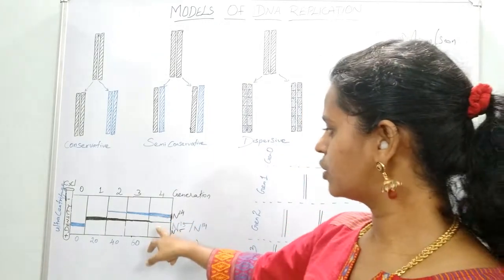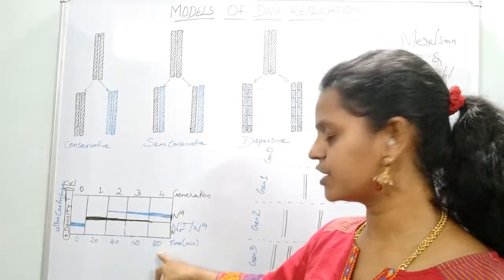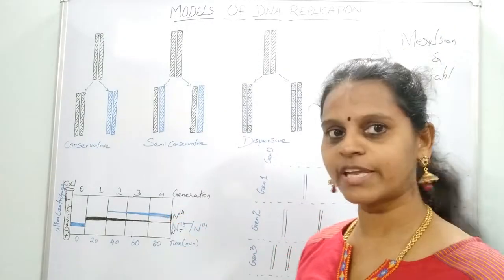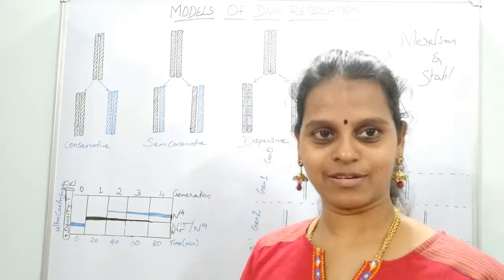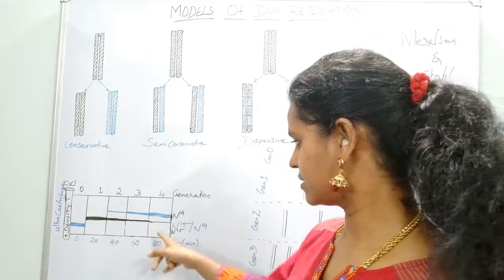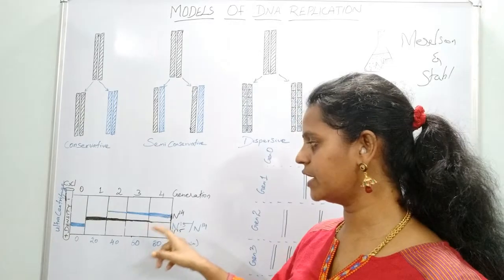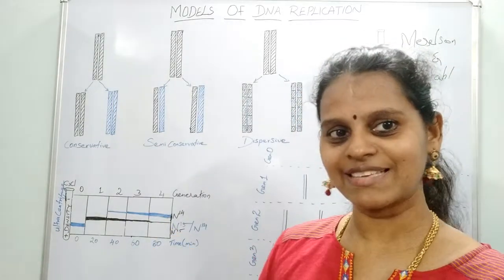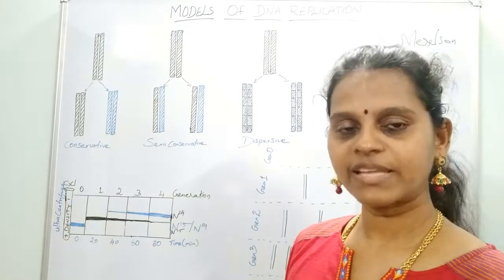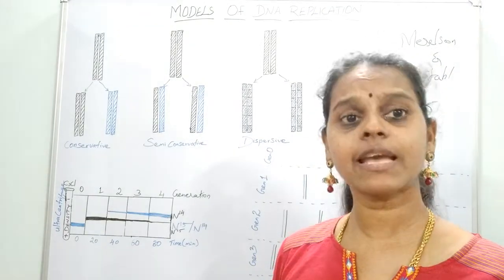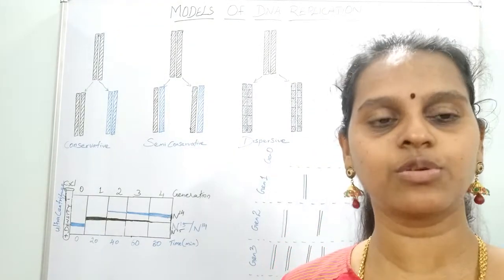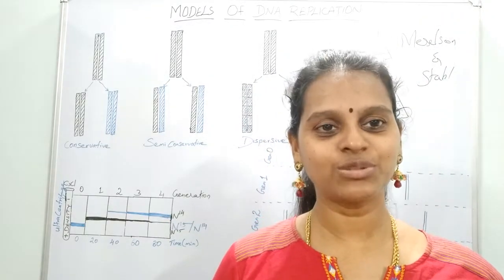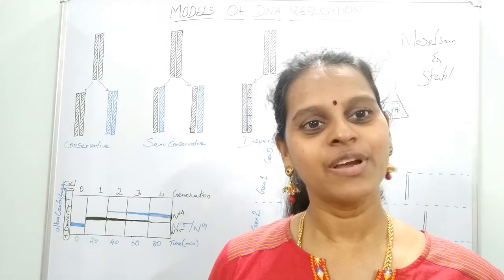In the fourth generation also, you can observe that the number of N14 DNA molecules is even greater, whereas the N15-N14 intermediate hybrid DNA molecules are getting even lesser. In this way, Meselson and Stahl concluded that DNA molecules are replicated through the semi-conservative mode of replication.